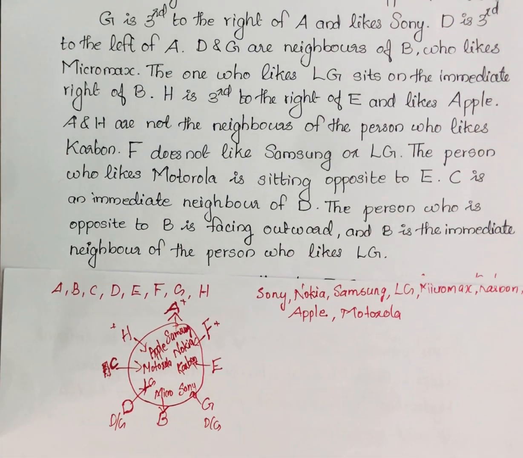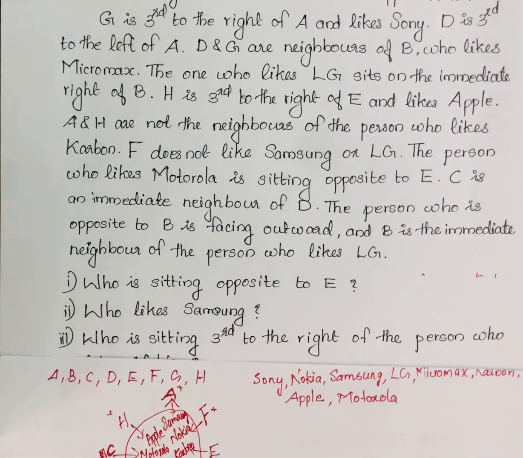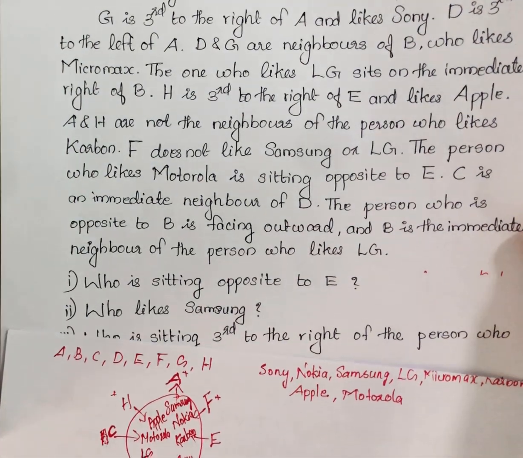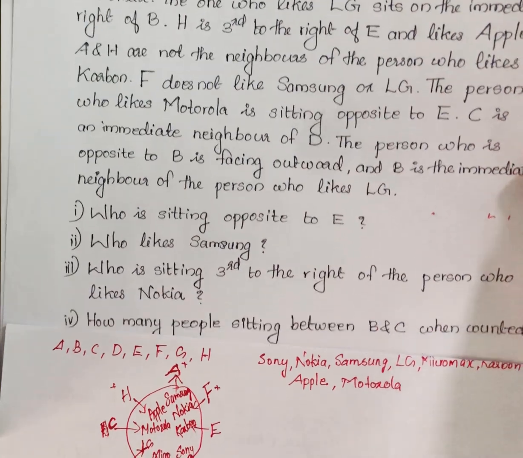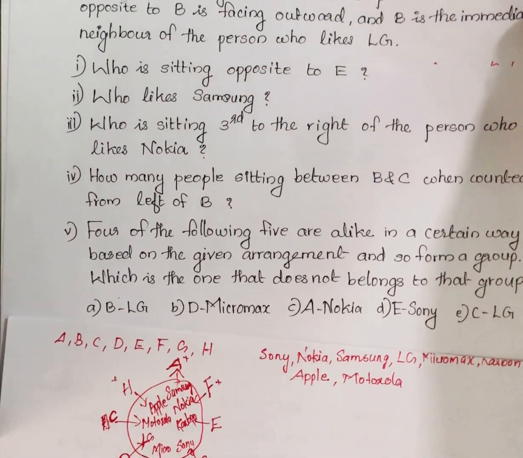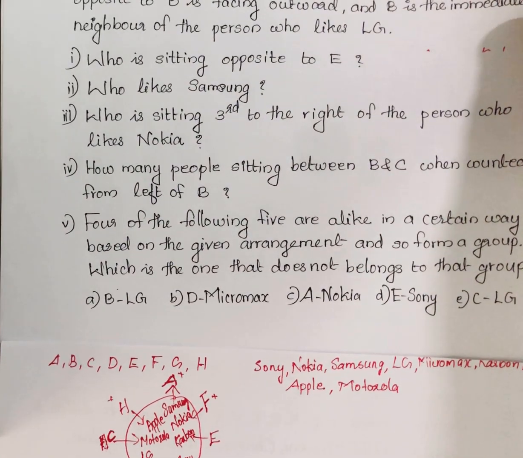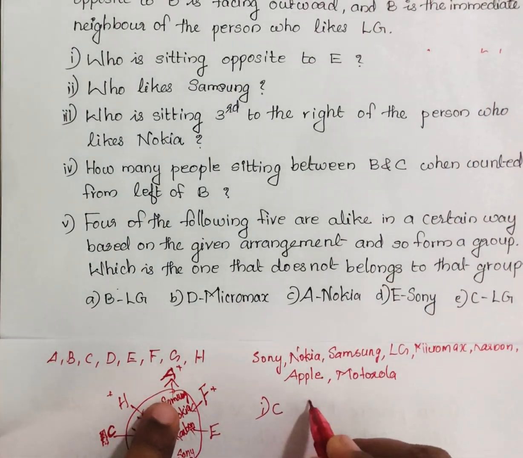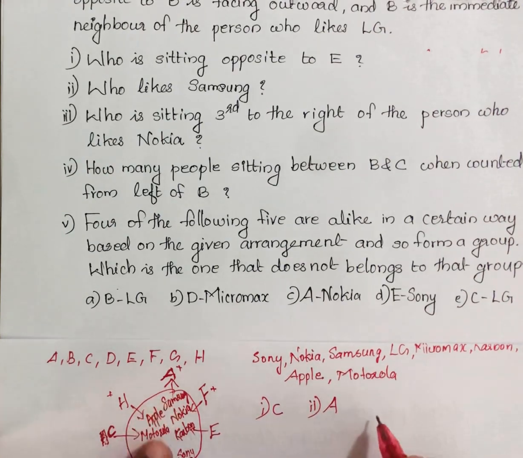Okay. So we can check the questions. Who is sitting opposite to E? E opposite is C, carbon. C carbon is opposite to E. Then next question, who likes Samsung? A likes Samsung.